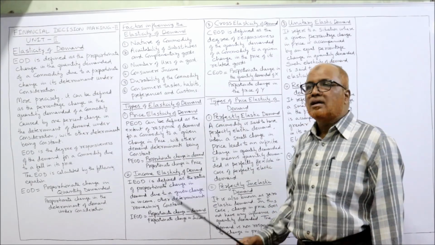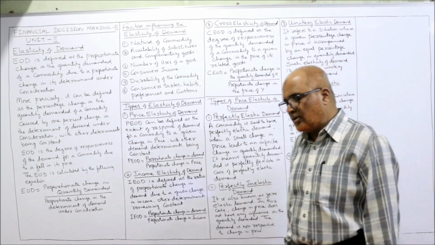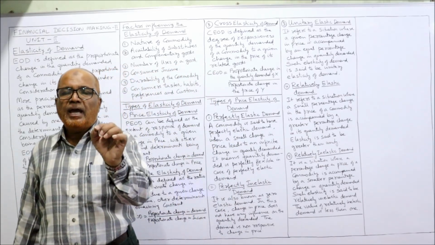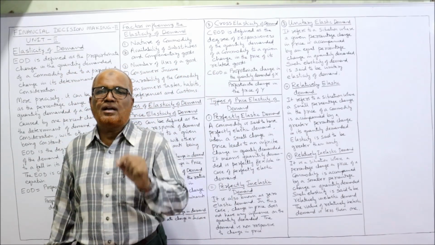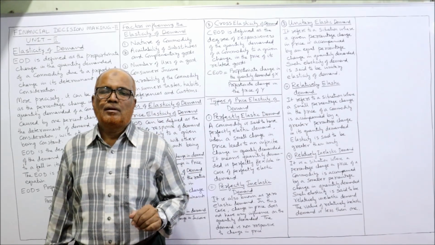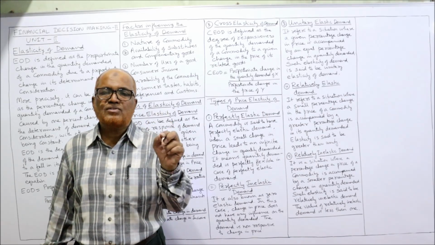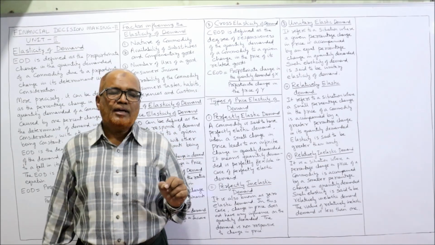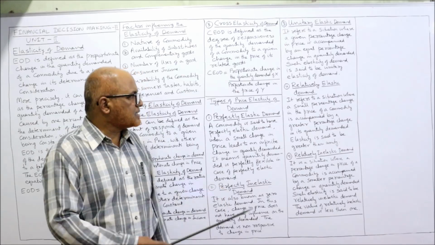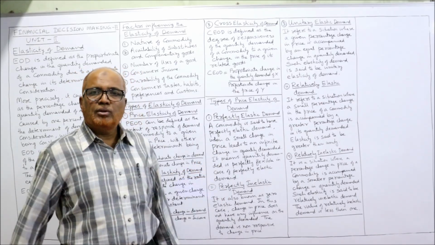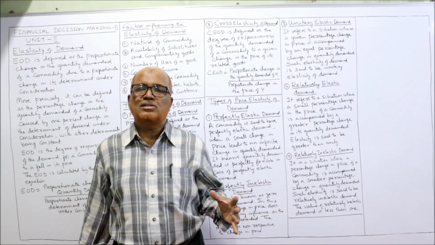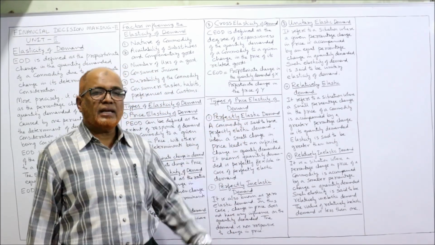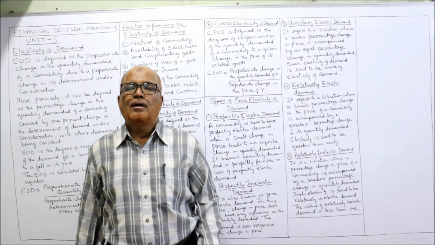Now the last topic is types of price elasticity of demand. Normally among all the factors, the main factor which affects the demand is the price. Major factor, the biggest factor which affects demand is the price. We can categorize the price elasticity of demand into 5 categories. That is, first one, perfectly elastic demand.